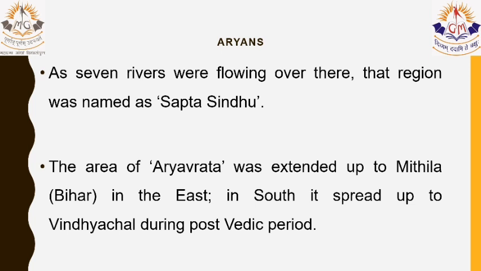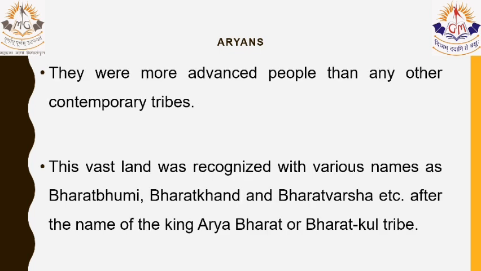The area of Aryavrata extended up to Mithila, that is today's Bihar, in the east, and in the south it went up to the center of India. In the south it spread up to the Vindhyachal during the post-Vedic period. Post-Vedic, after the Vedic period, the whole of the Sapta Sindhu area, it means Indus, Jhelum, Ravi, Beas, Satluj, Ganga, Yamuna, up till Bihar, that is Mithila, and Vindhyas in the center. In this whole circle, Aryans were living in large numbers.